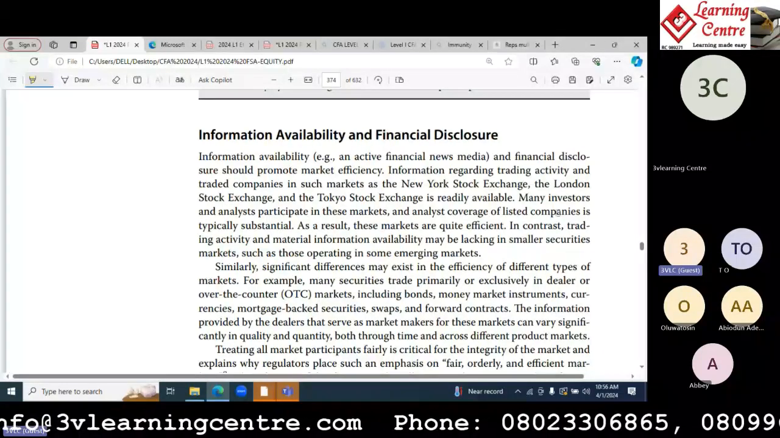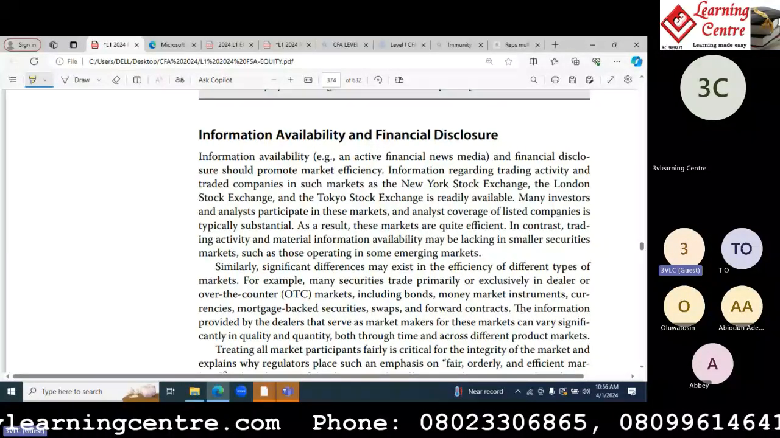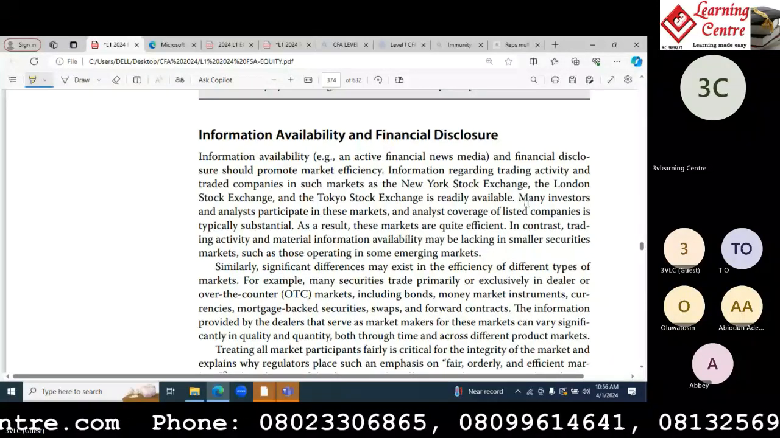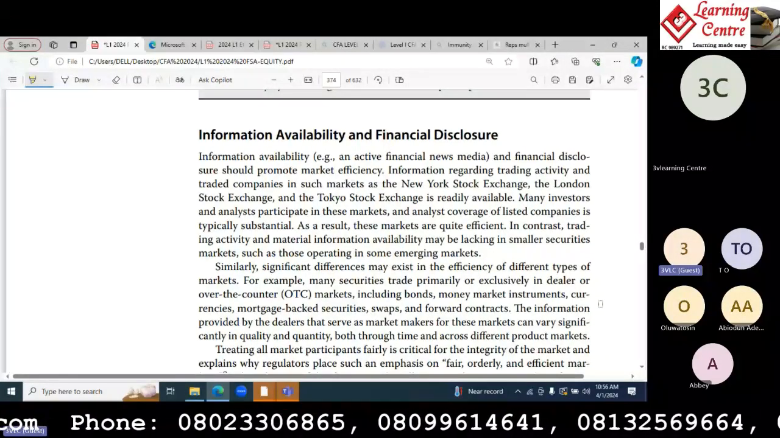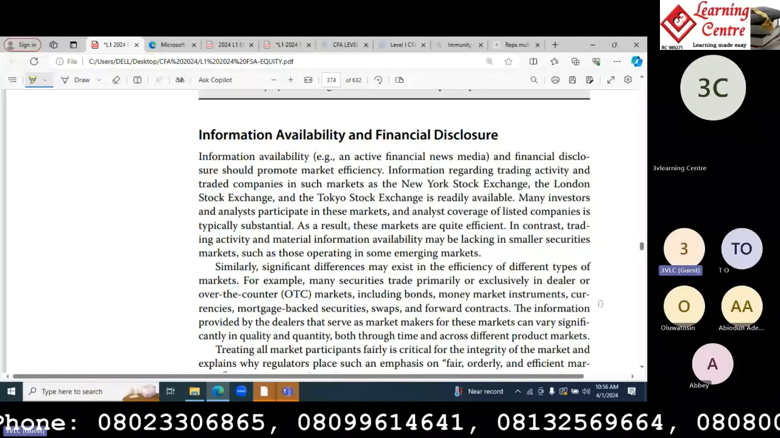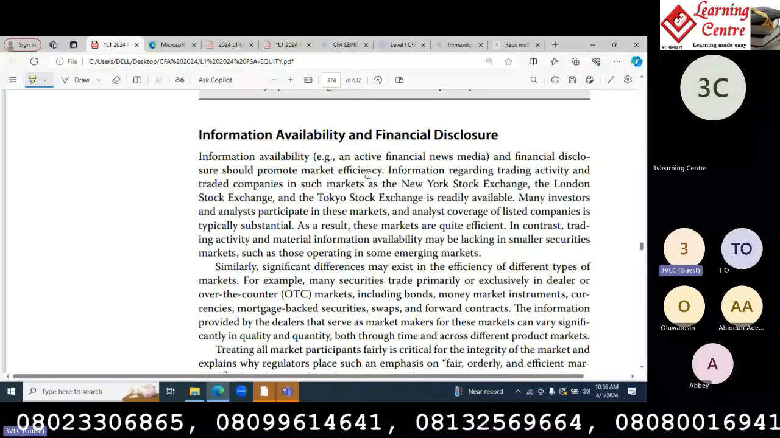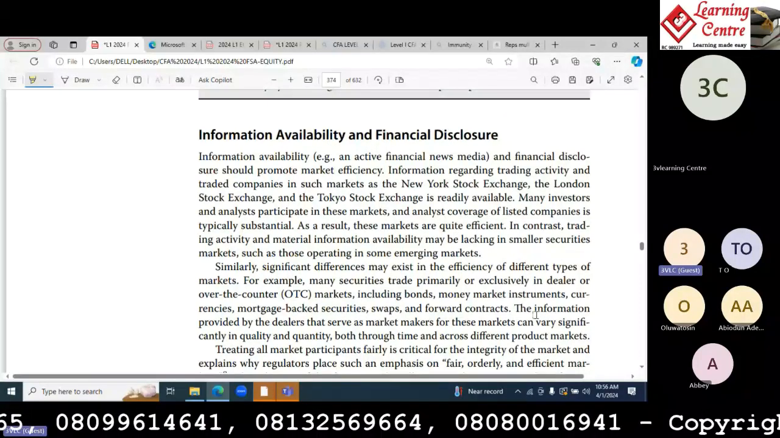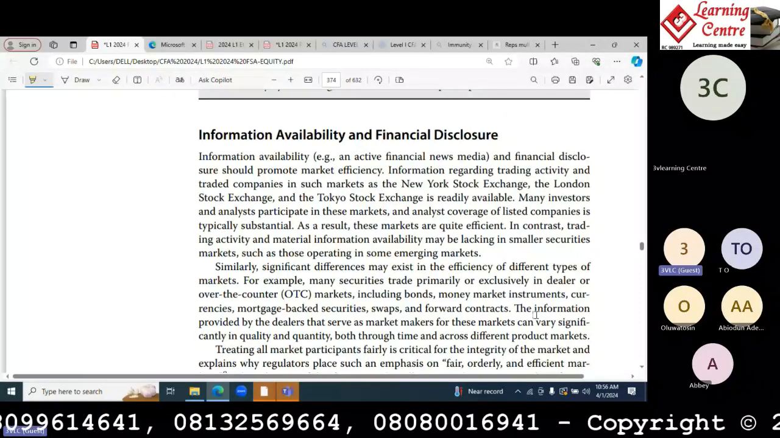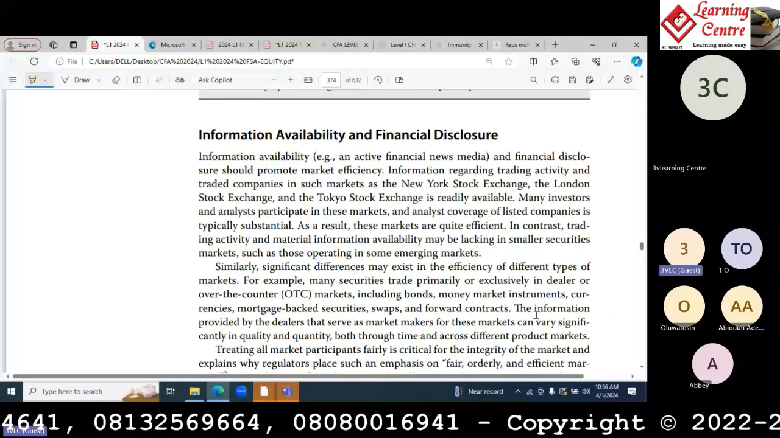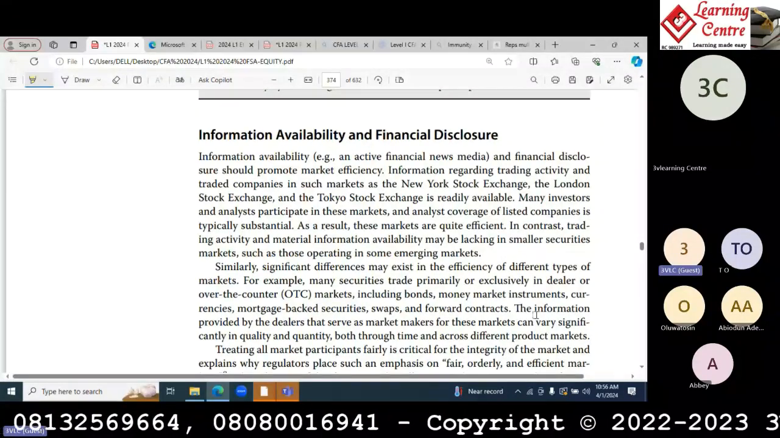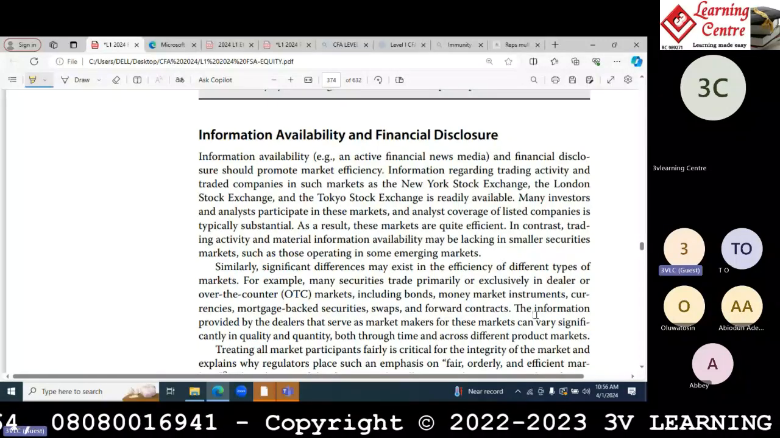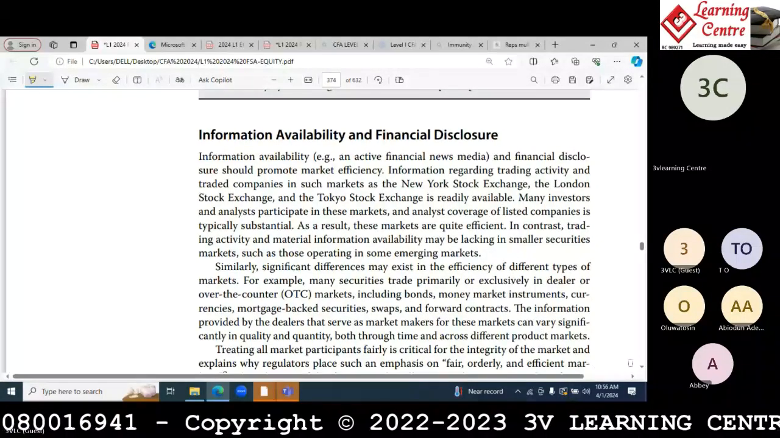That is the kind of information availability that we did not have during Emefiele. Information everywhere. So that's the higher the availability. Can you see, e.g., active financial news media? Nairametrics is trying. Arise is trying. Everybody is there pushing out that information. And the more the information gets out there, the more the market tends to efficiency.